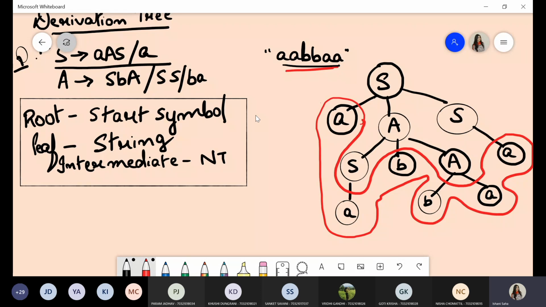The process is similar in all the three, that is leftmost, rightmost and derivation tree. It's just that the representation is different. In leftmost we are continuously replacing the leftmost variable, in rightmost we are replacing the rightmost, and in the derivation tree we are representing it in the form of a tree. Make a note of it and then we'll take it further.